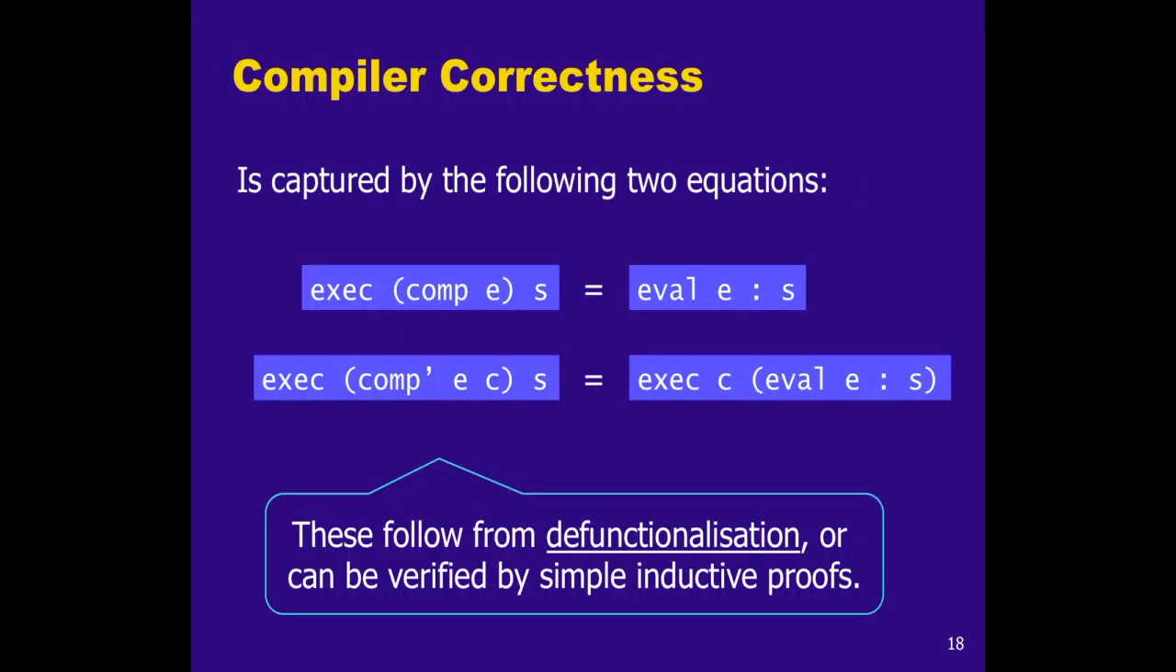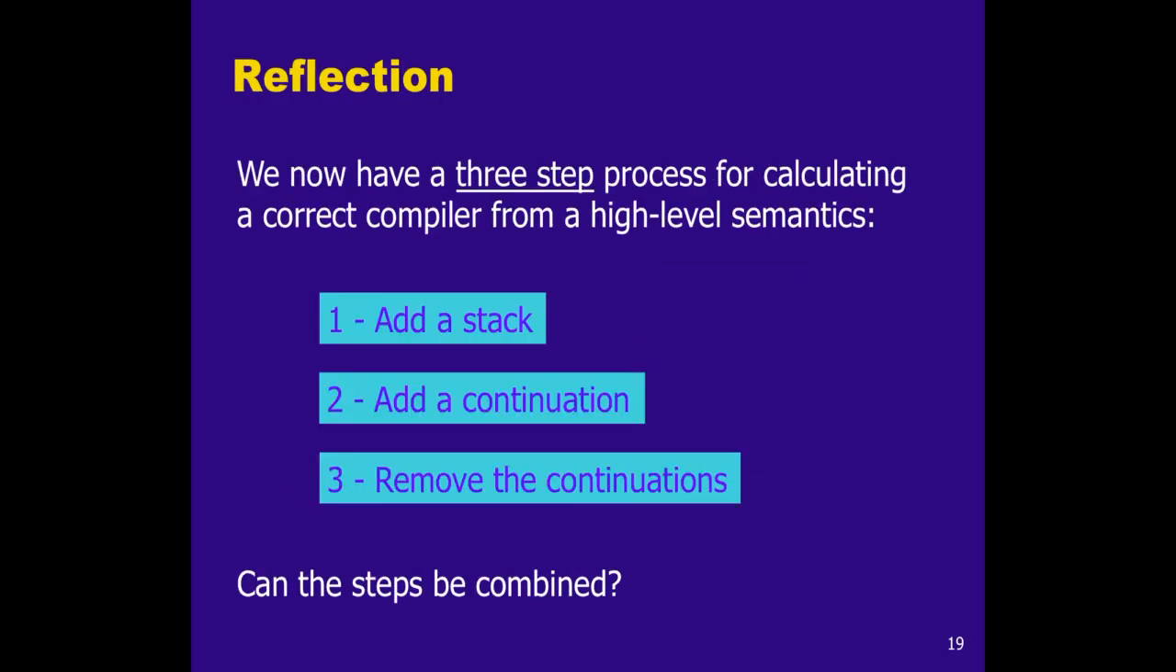Okay, so where are we? So let's pause for a minute, and then we'll do the last 10 minutes of the talk. So what we've got now is a 3-step process, or a 3-step sausage machine, for calculating a correct compiler from a high-level semantics. So the first step was we make the manipulation of argument values explicit by using a stack.